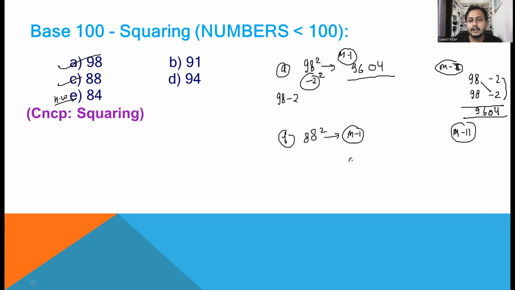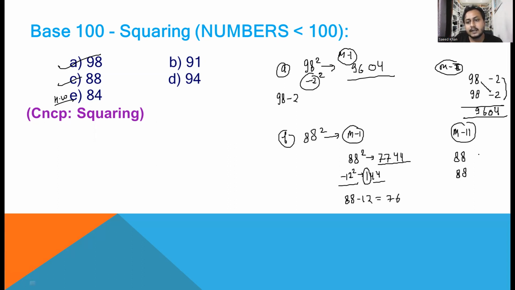Similarly, 88 square. 88 is 12 less than 100, so the last two digits of 88 square should be the same as 12 square. 12 square is 144, so the last two digits are 44 and 1 is carryover. Now to get the remaining digits, just subtract 12 from 88: 88 minus 12 is 76, plus carryover 1 is 77. So 88 square is 7744.